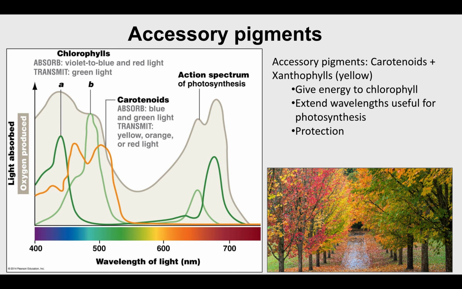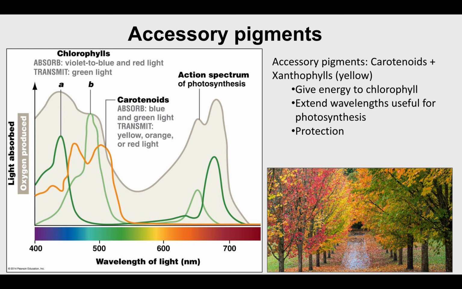If we look at this chart, we have wavelengths of light across the bottom, and we have the light that is being absorbed across the side. And A and B here are our chlorophylls. So there's two variations on our chlorophyll molecule. They really only vary by one atom, so very slight variation.